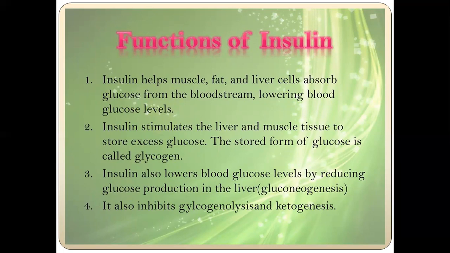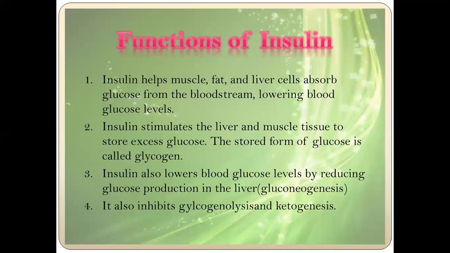Number two, insulin stimulates the liver and muscle tissues to store excess glucose, and the stored form of glucose is called glycogen. Okay, the stored form of glucose is called glycogen. It means first insulin converts glucose into glycogen, then stores this form of glucose, glycogen, in the liver and muscle tissue. Is it clear?